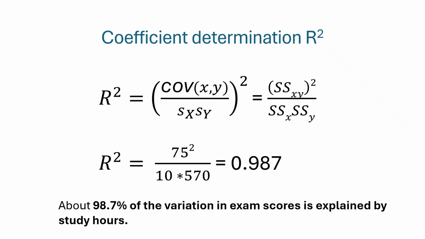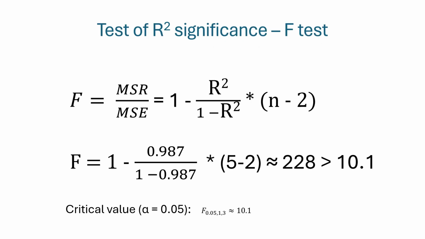study hours. The F-test evaluates whether the regression model explains a significant portion of the variation in Y. In this example, the calculated F statistic is about 228, which is much larger than the critical F value of 10.1 at p equals 0.05. This means the regression model is statistically significant, suggesting that study hours significantly explain the variation in exam scores.